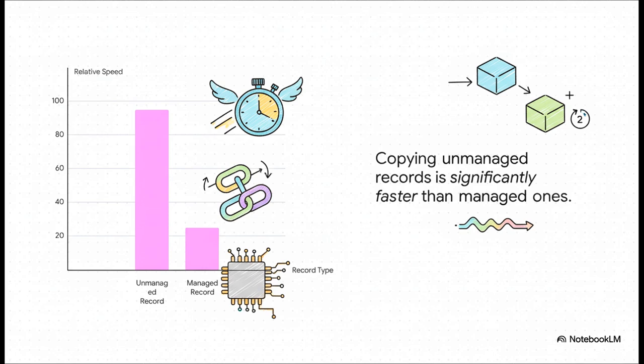This chart says it all. Copying a record that's just full of simple stuff like integers, it's blazingly fast. But a record of the exact same size that contains managed fields, that copy operation becomes way, way slower. If this is happening inside a loop that runs thousands of times, well, that can be an absolute application killer.